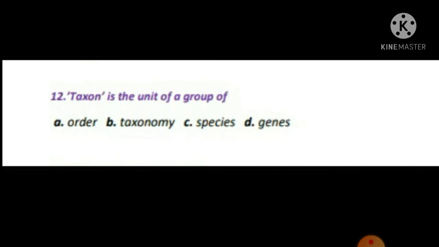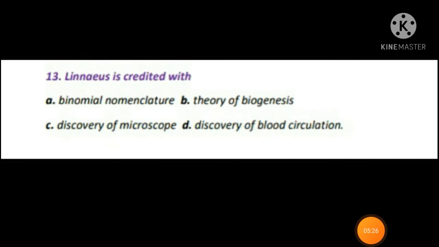So next question. Linnaeus is credited with A, binomial nomenclature. B, theory of biogenesis. C, discovery of microscope. D, discovery of blood circulation.